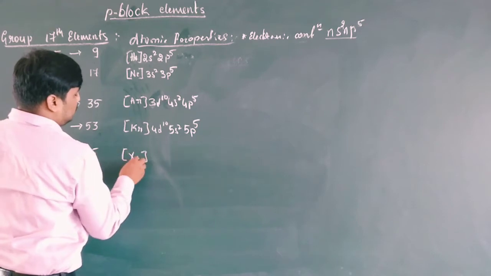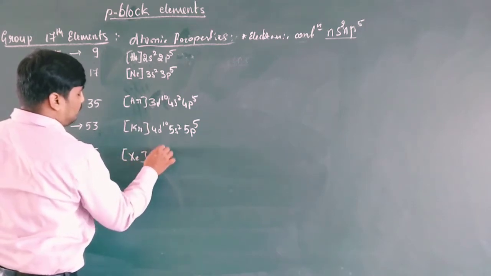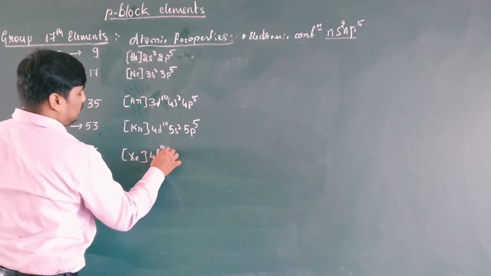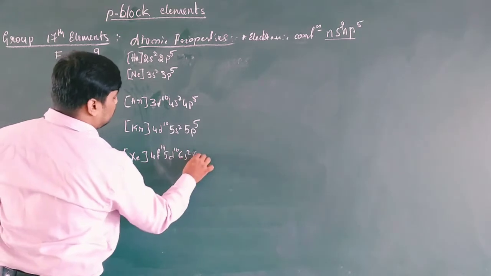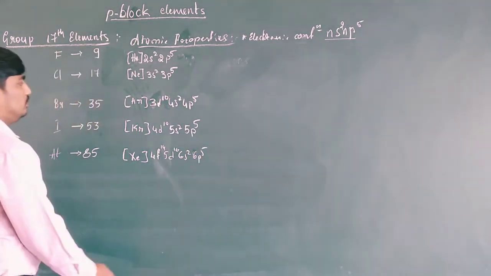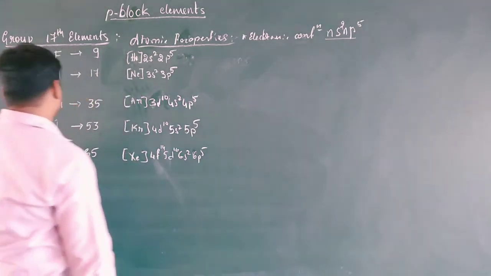Next, the last one is xenon. Here we observe the f: 4f14, 5d10, 6s2, 6p5. So this is about the electronic configuration of these elements.